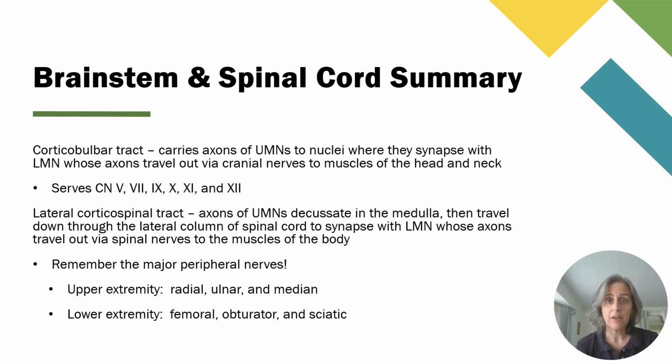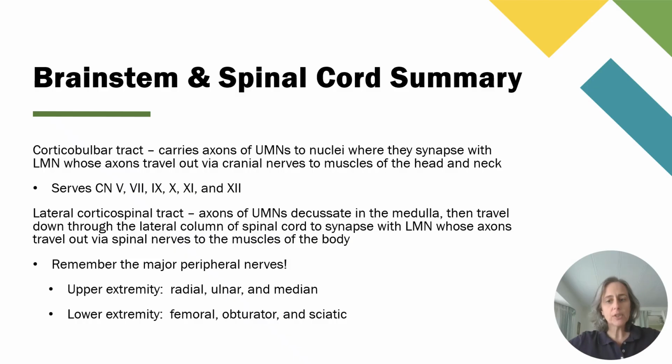So in summary, for our neural pathways, we have the corticobulbar tract for movement of muscles in the head and neck. That's carrying the axons from the upper motor neuron down to those nuclei where they're going to synapse with a lower motor neuron somewhere in the brainstem, and then those axons are going to travel out through the cranial nerves. So cranial nerves 5, 7, 9, 10, 11, and 12 all have their upper motor neuron axons traveling in the corticobulbar tract.